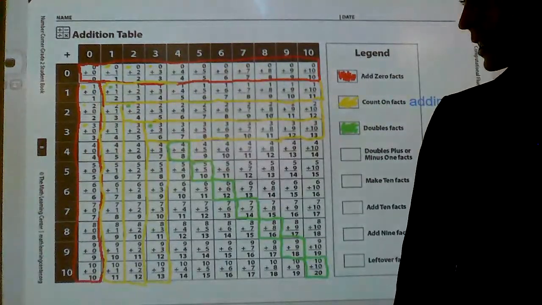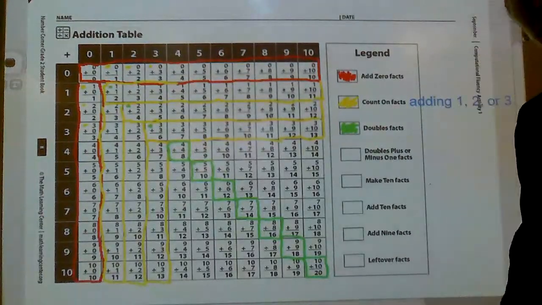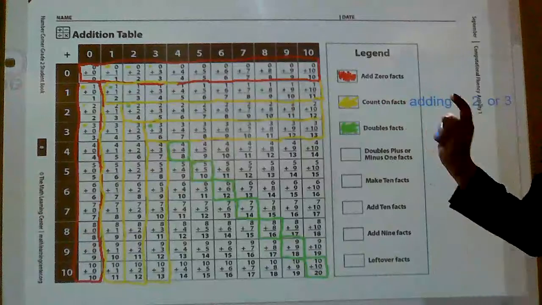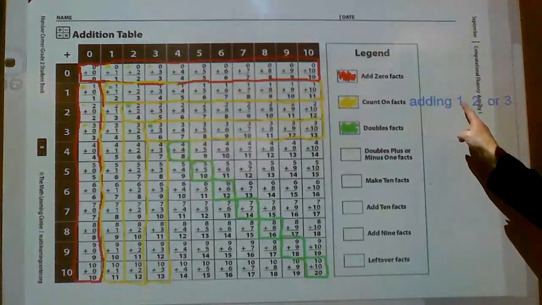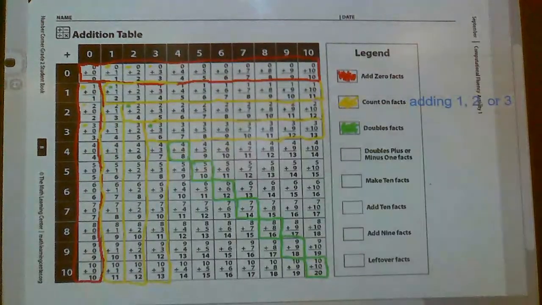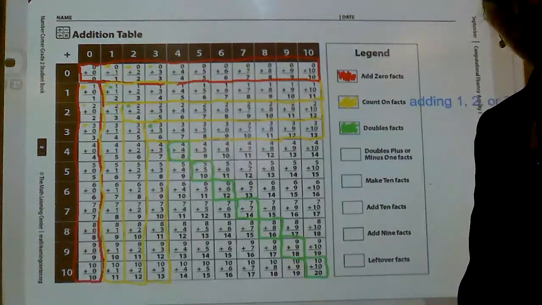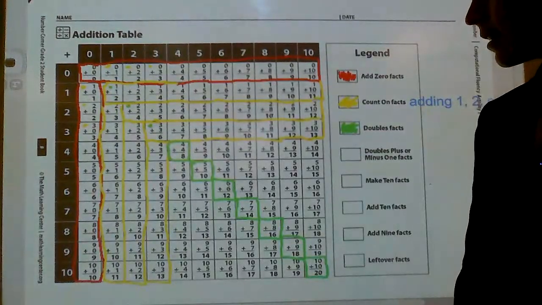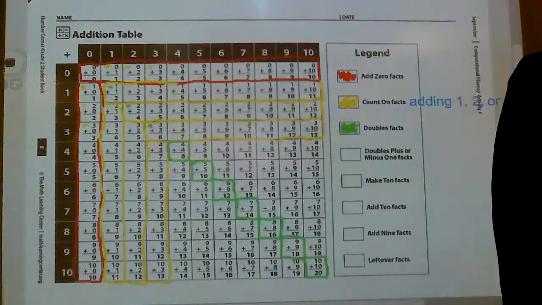Now, we're going to take a look at a little bit harder one. The count on facts. Count on means adding 1, 2, or 3 to any number. So I had to highlight a lot of them. If you look at your table, you'll see add 1, add 2, and add 3.